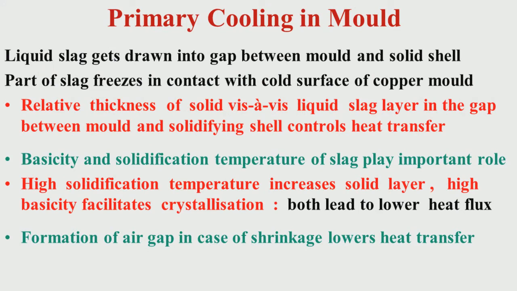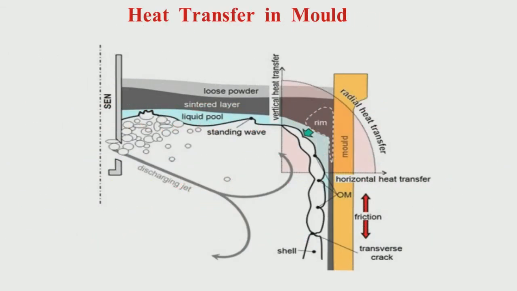Then I mentioned that when solidification starts in the mould, we call it primary cooling in mould. How does it happen? Liquid steel gets drawn into the gap between the mould and the solid shell. This part of the slag freezes in contact with the cold surface of the copper mould. I am trying to show this with an image, of what is happening in the mould.